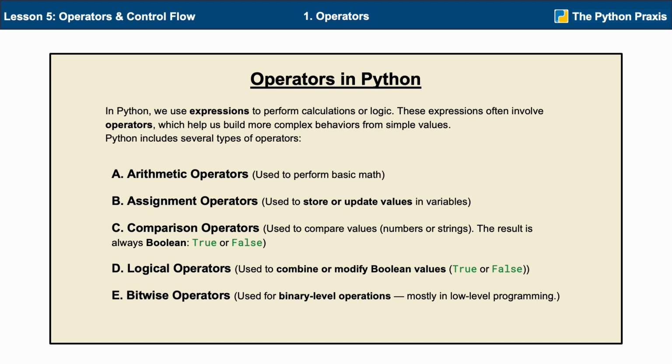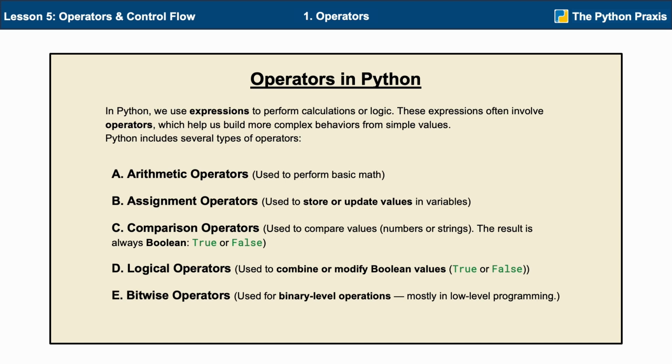There are 5 main categories of operators in Python. Arithmetic operators, used to perform basic math. Assignment operators, used to store and update values in variables. Comparison operators, used to compare values, either numbers or even strings, to check if things are equal or different. The result is always Boolean, which means it is either true or false. Logical operators, used to combine or modify Boolean values. The result here is also always a Boolean, which means it is either true or false.